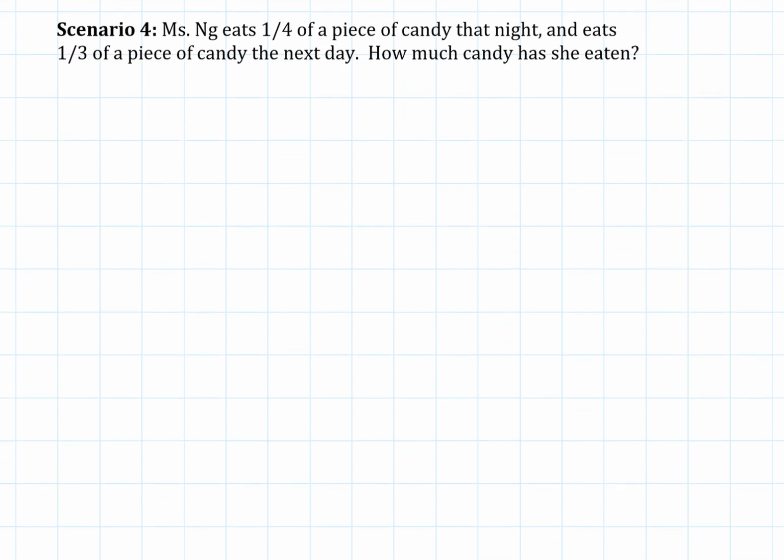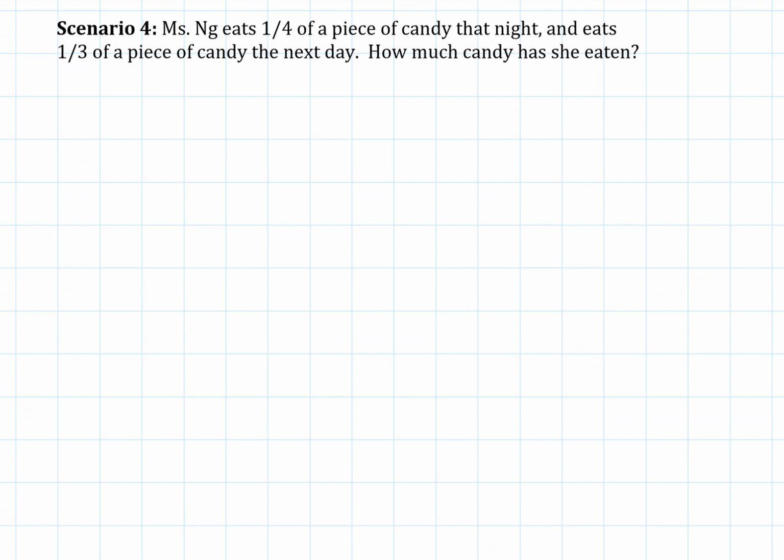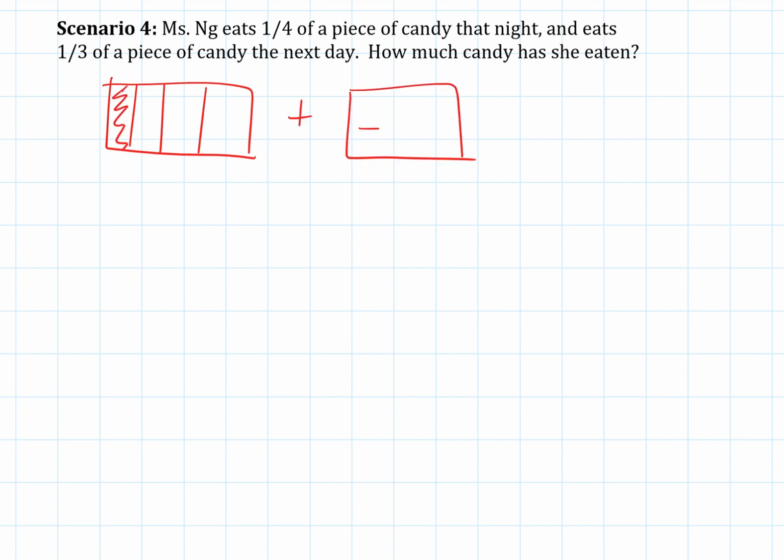Okay, let's look at the next scenario. Let's say that night I ate 1/4 of a piece of candy, and then the next morning I ate 1/3 of a piece of candy. How much have I eaten? So I ate 1/4. Then I ate an additional 1/3. So how would I figure this out? Because these are different sizes of pieces of candy. Well, let's try it a different way.